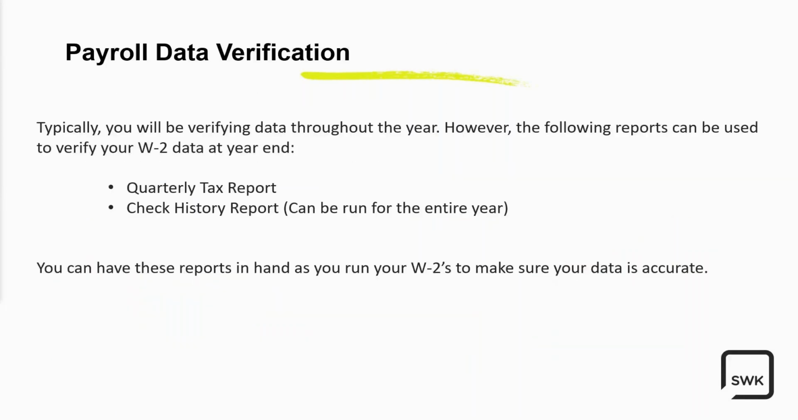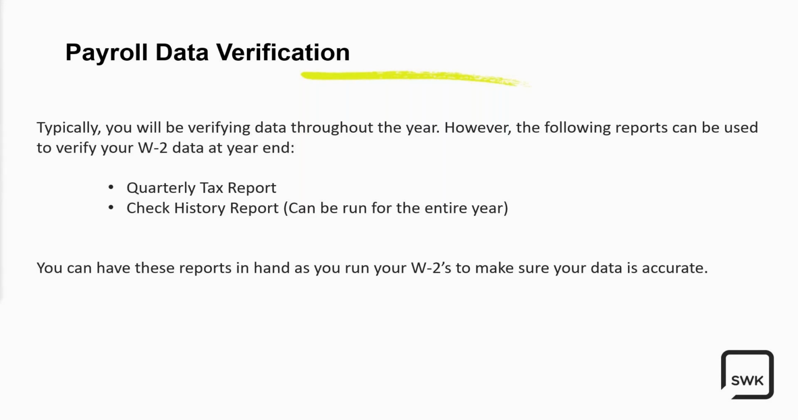So payroll, we did verify data as well. And typically with payroll, you're verifying that data throughout the year, running your quarterly reports and all of those kinds of things. But the following reports can be used to verify your W-2 data at year end as well. So usually I use the quarterly tax report or the check history report. That check history report can be run for the entire year, so there's a date selection there you can choose from. And you can also obviously keep these reports on hand so that you can verify your W-2 data is accurate when you get to the W-2 screen.